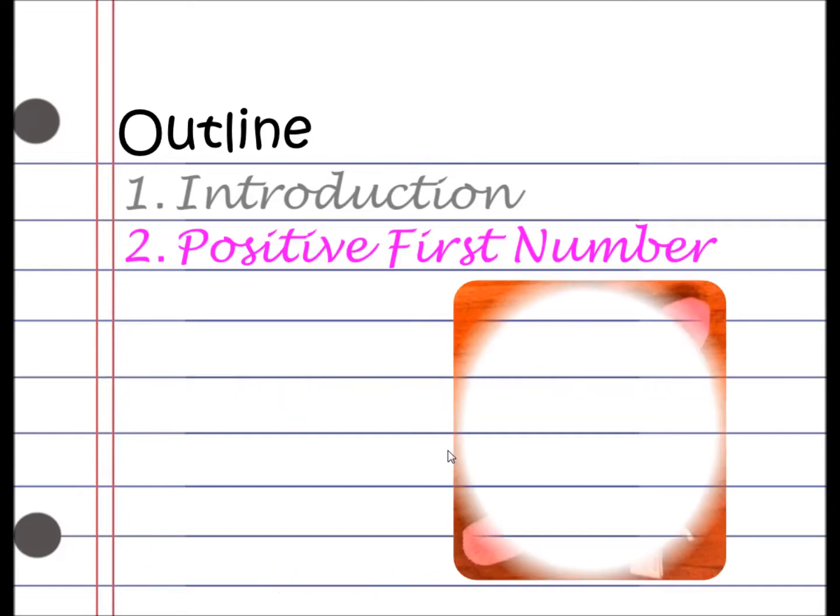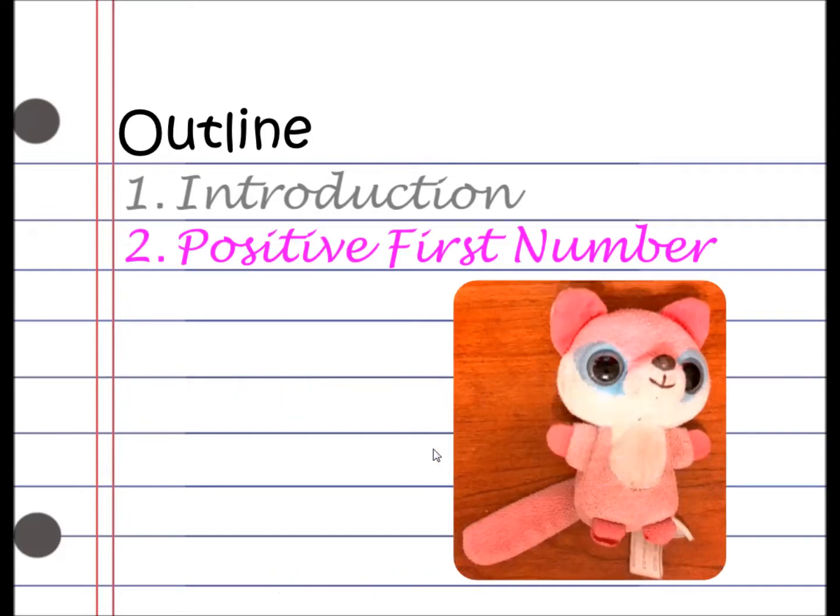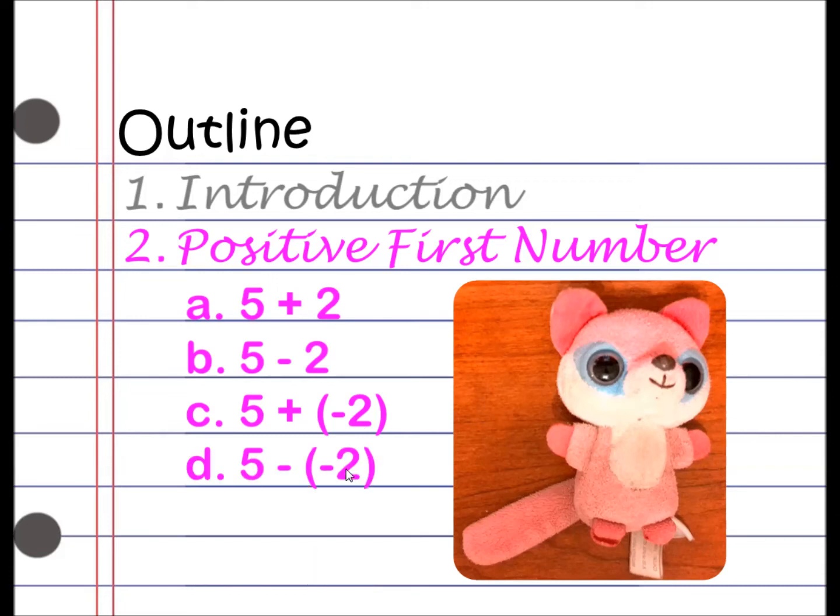I would like to give my outline so that you will know what I am talking about and in what order. First, I'll be giving my introduction. Then I'll talk about the specific cases when the first number is positive. The specific cases will be 5 plus 2, 5 minus 2, 5 plus negative 2, and 5 minus negative 2. Arizona will be helping us with these examples.